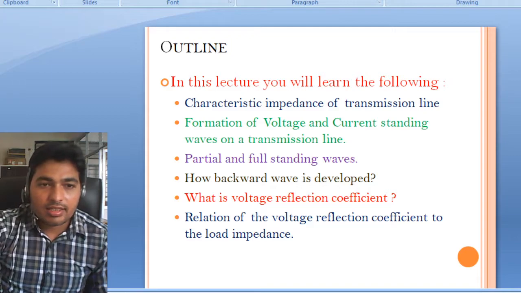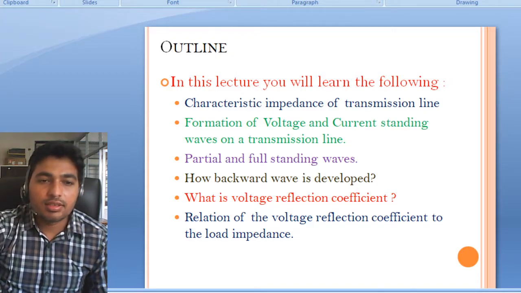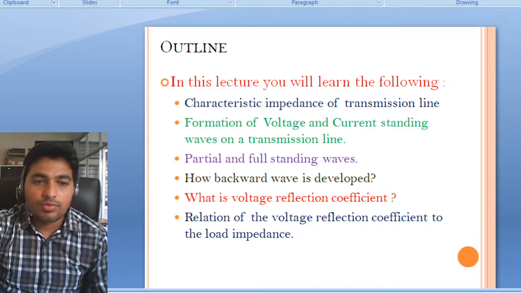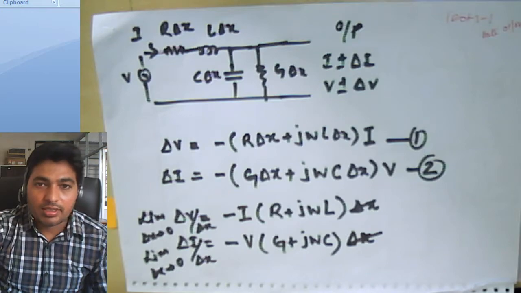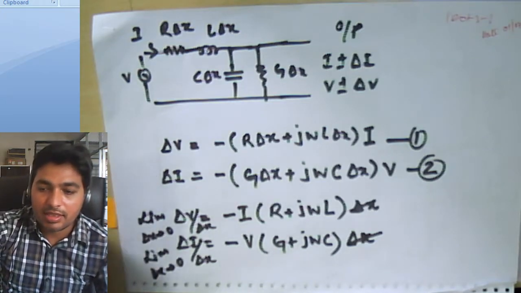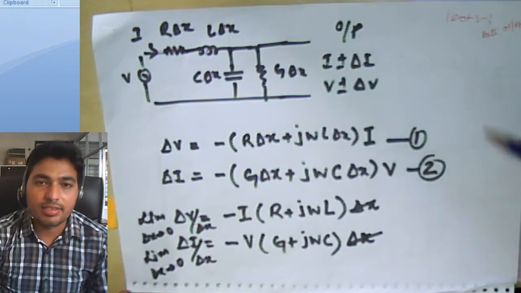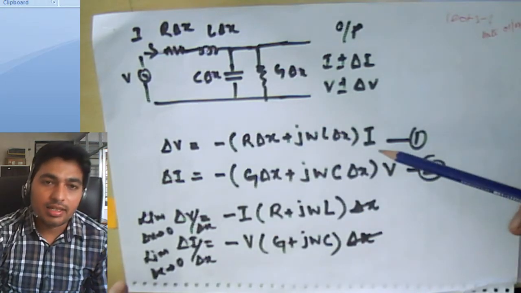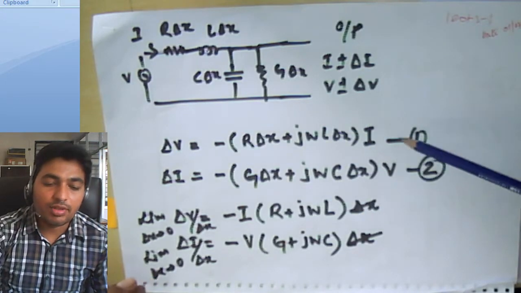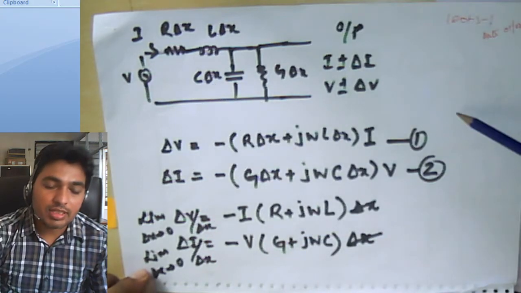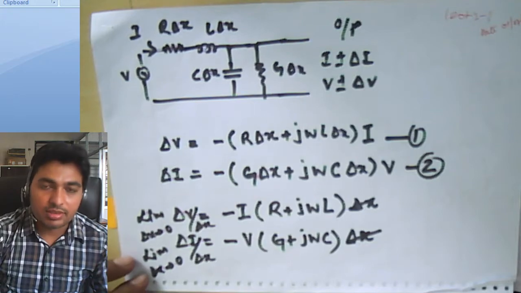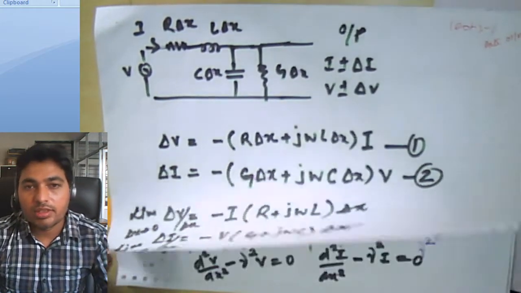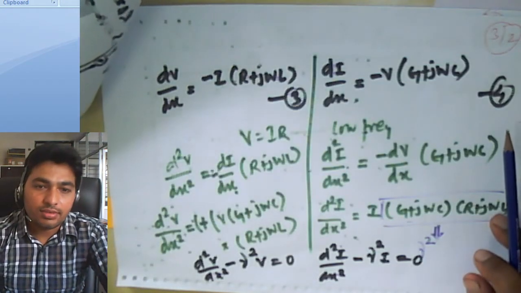So in the last lecture, what we have seen is, we have done the analysis of voltage and current in a transmission line. This is the notes of the last lecture. We have a transmission line, then we have modeled this transmission line. We have taken a very small portion of a transmission line, and when we have written the voltage and current equation, we have solved this voltage and current equation.